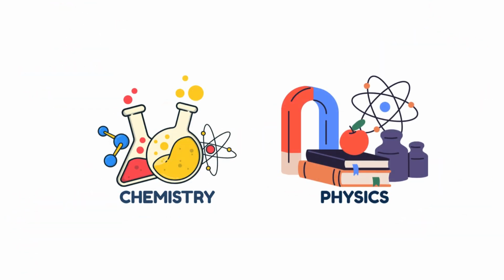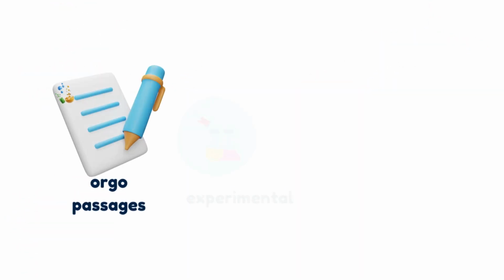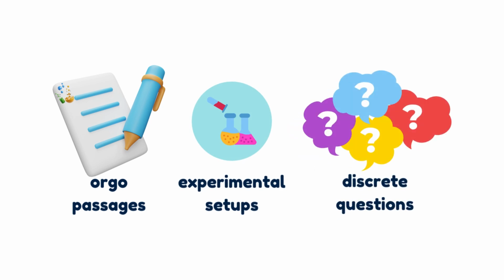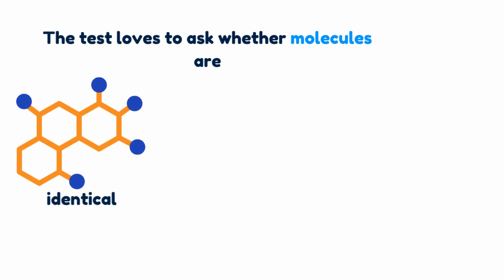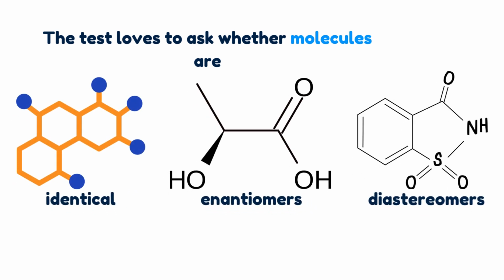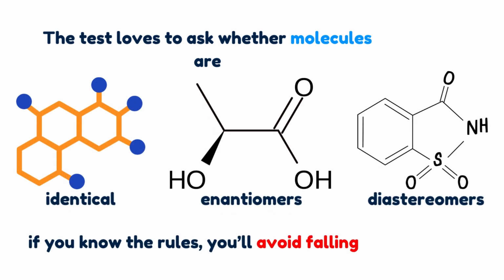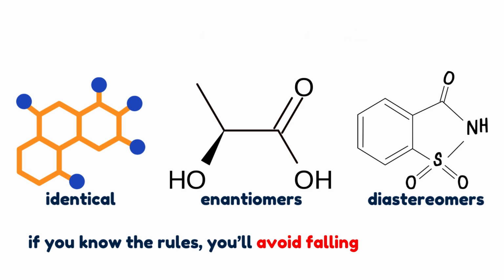Stereoisomers are high yield in the chemistry and physics section, and they show up in orgo passages, experimental setups, and discrete questions. The test loves to ask whether molecules are identical, enantiomers, or diastereomers, and if you know the rules, you'll avoid falling for traps. Let's break stereoisomers down step by step.